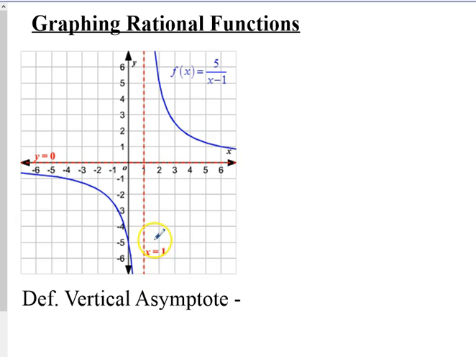That the function to the left and to the right approaches either negative infinity, like it's doing down here, or positive infinity, like it's doing up here. So let's define that.